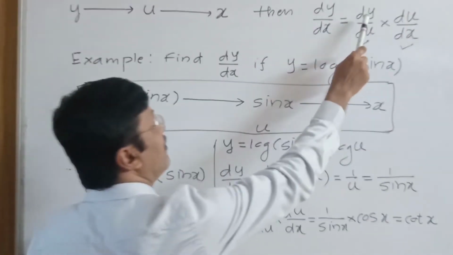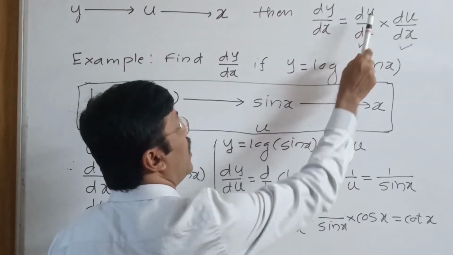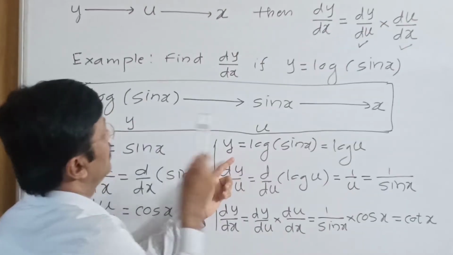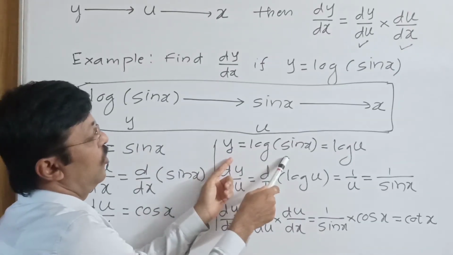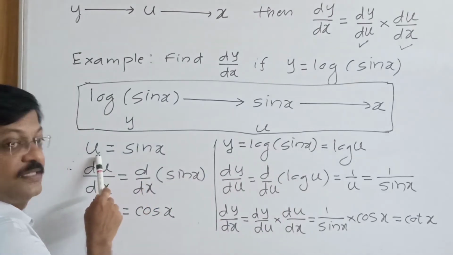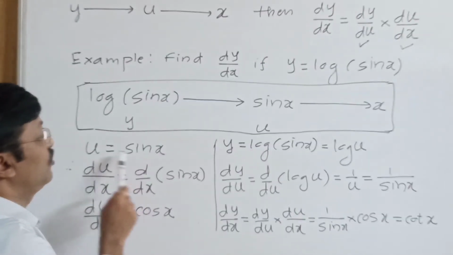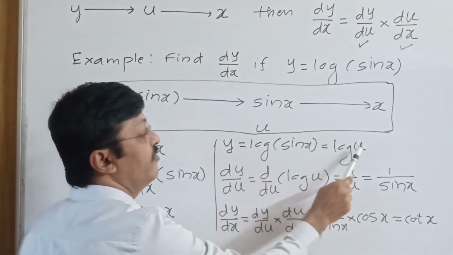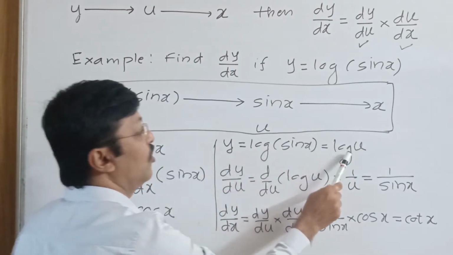We have to find out dy by du. So we have to take y first of all. What is our y? y is given there, log of sin x. Log of sin x is y, but sin x is assumed to be u. In the beginning we assumed u as sin x. So sin x is replaced by u and it will become log of u. So y is log of u.